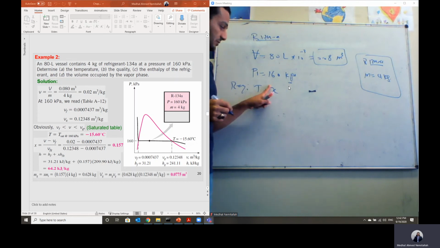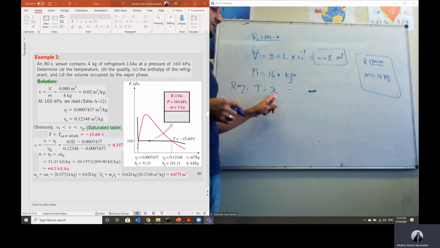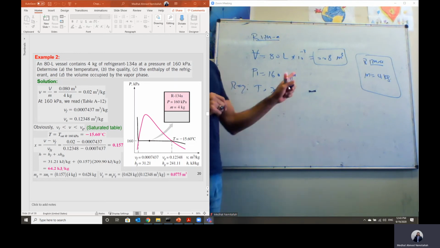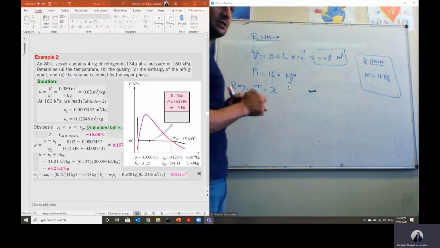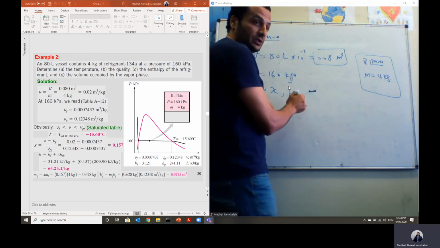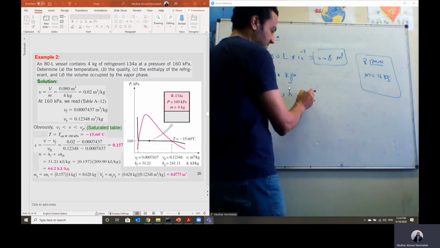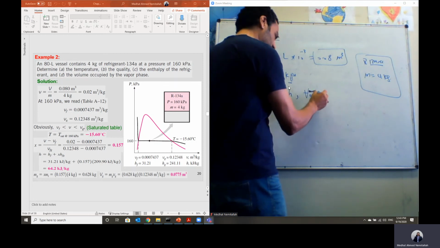We also need to calculate the quality of the mixture, x. He asked for the quality of the mixture, but we have to decide. We don't know the state, either subcooled, saturated, or superheated. Maybe he's just confusing you by asking about the quality, to make you decide directly that this is a saturated mixture. No, we have to check first whether it is subcooled, saturated, or superheated. Okay, and we also need to calculate the enthalpy h, and the total volume occupied by the gas.